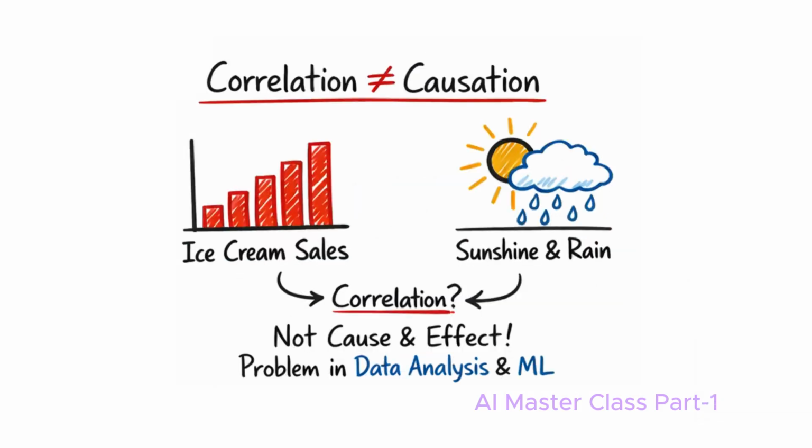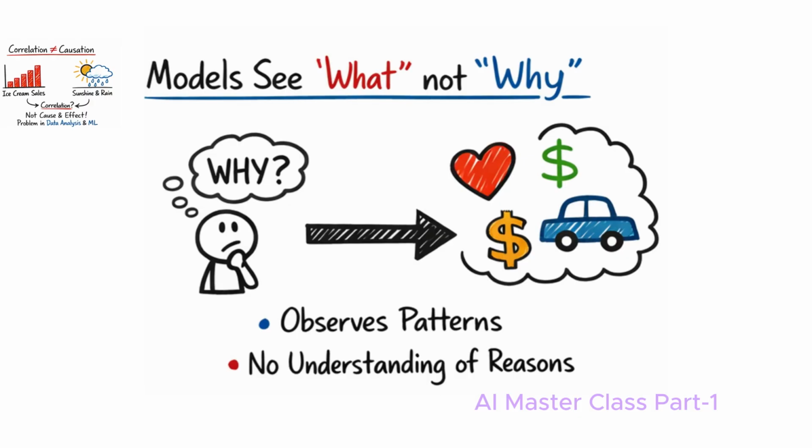And this is a huge problem in data analysis and machine learning, because machine learning models are really good at finding correlation. They can spot patterns in data very easily, but they have no idea about cause. A model doesn't understand why something happens. It just sees what happens together.